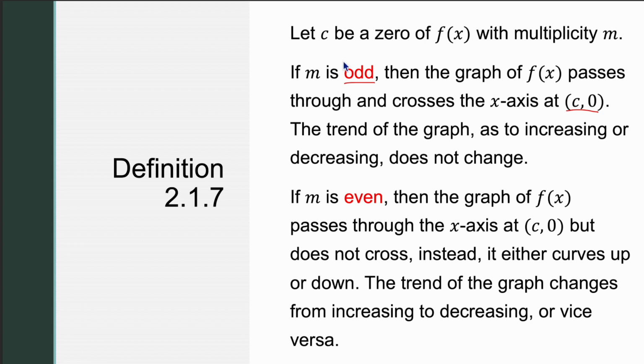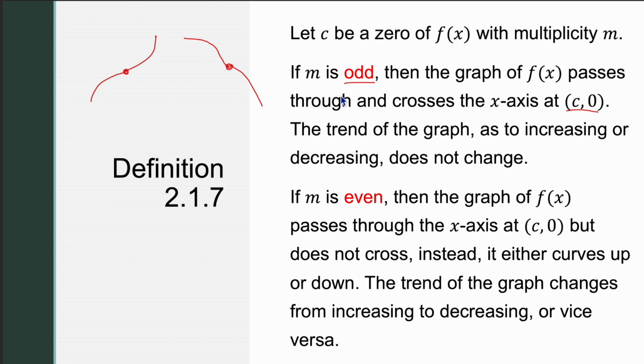So, kung odd yung ating multiplicity, kukross siya sa x-axis, pero yung trend, kung pataas siya, pataas pa rin. Kung pababa siya, pababa pa rin. Like this. Pataas siya, tapos merong magkukross dito, pataas pa rin. Or pababa siya, magkukross dito, then pababa pa rin. That is if m is odd.